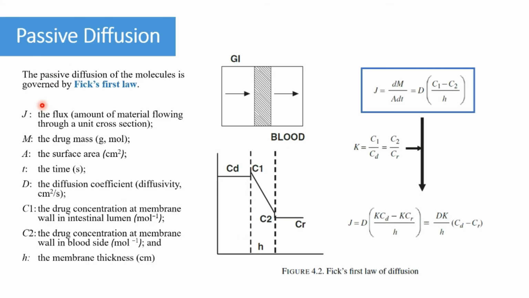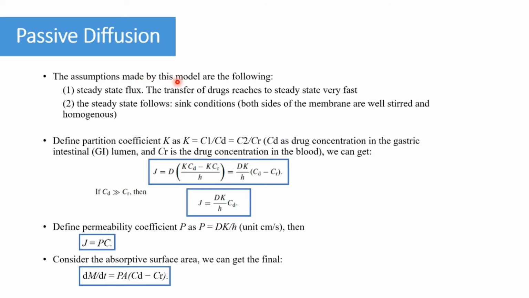Here are the assumptions of this equation, the J, Fick's first law. The assumptions made by this model are the following. The first is steady state flux. This is the first assumption that can be made by the flux model for Fick's first law. So the transfer of drugs reaches steady state very fast. And the second assumption is that the steady state follows the same conditions, where both sides of the membrane are well stirred and homogeneous.